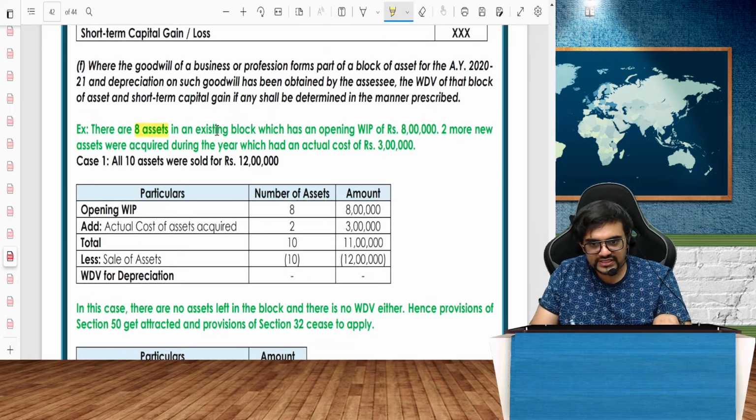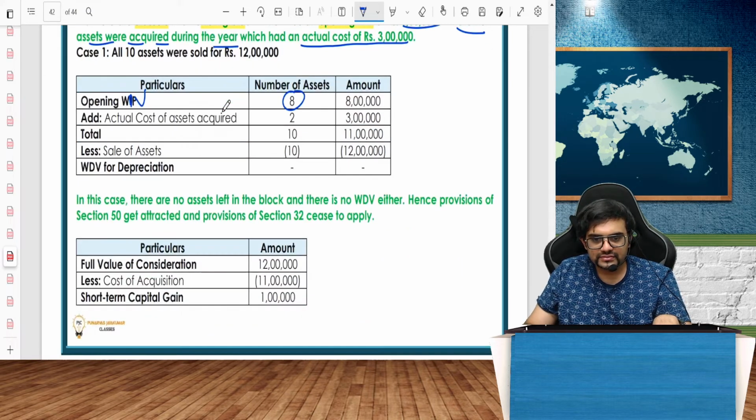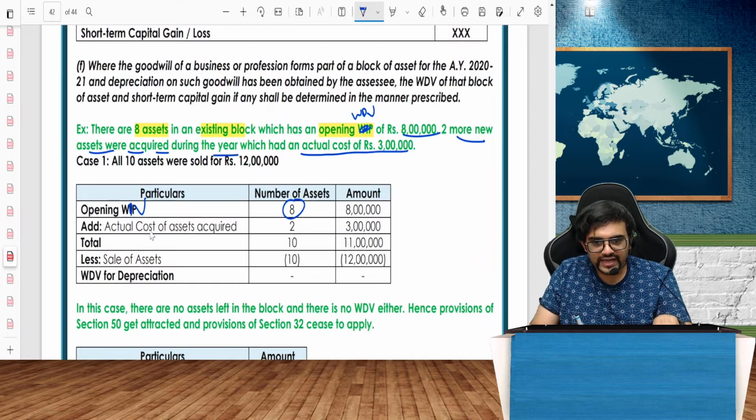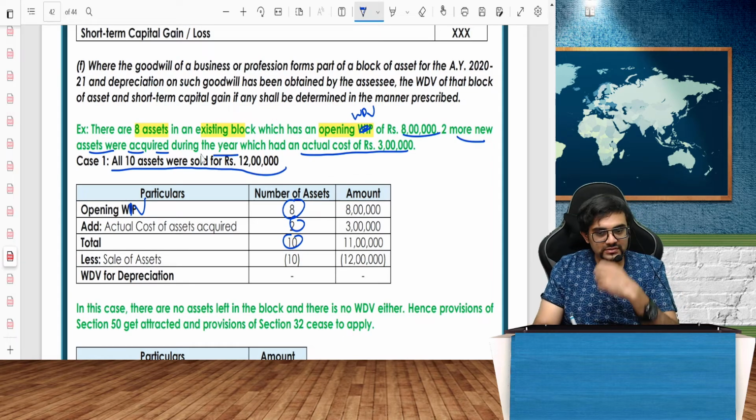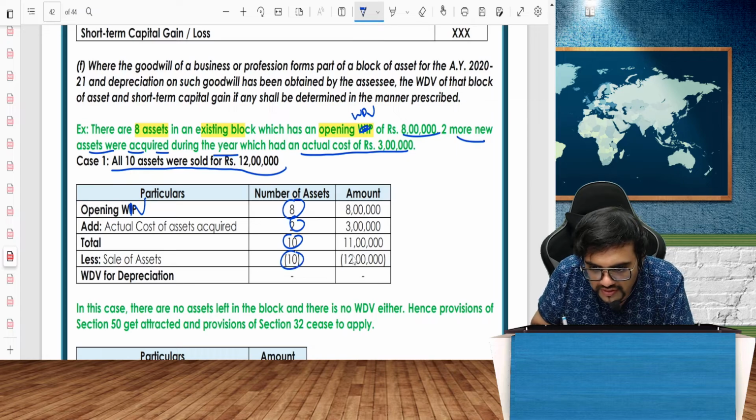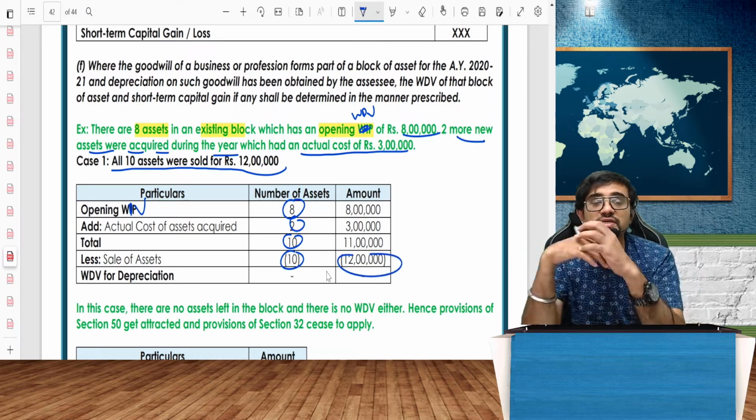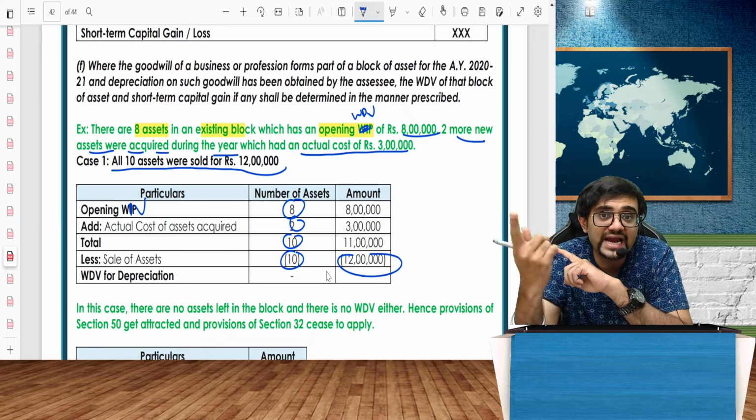There are 8 assets in an existing block which has an opening WDV, not WIP, opening WDV of 8 lakhs. 2 more new assets were acquired during the year which had an actual cost of 3 lakh. Check it out. Opening WDV 8. Add the actual cost of assets, 2 more, 3 lakh, total 11. All 10 assets were sold for 12 lakh. See, all 10 were sold for how much? 12 lakh. What is the condition for depreciation? At least one asset must be there and some value.